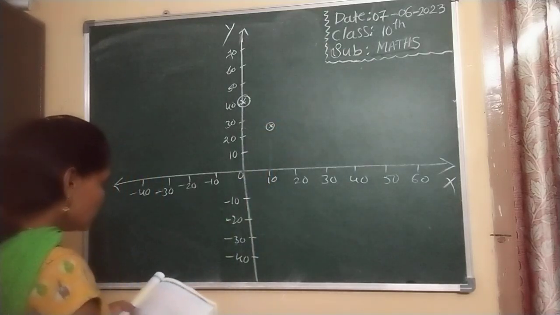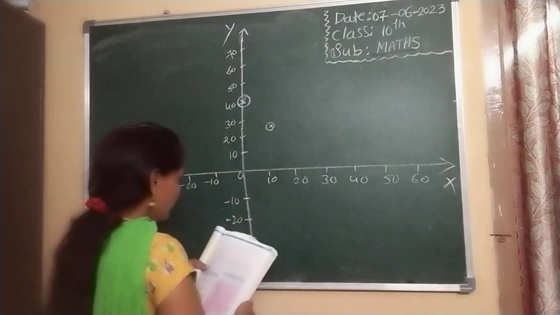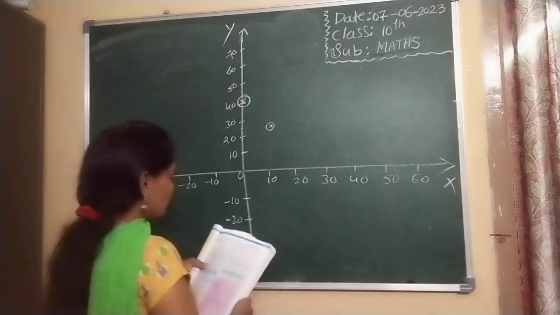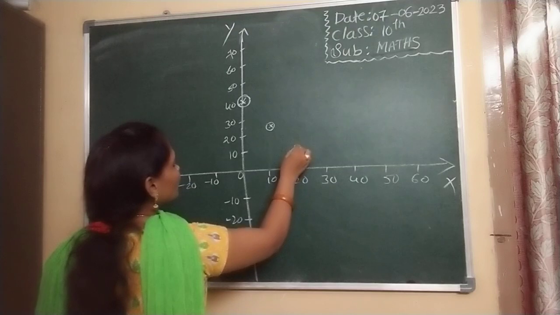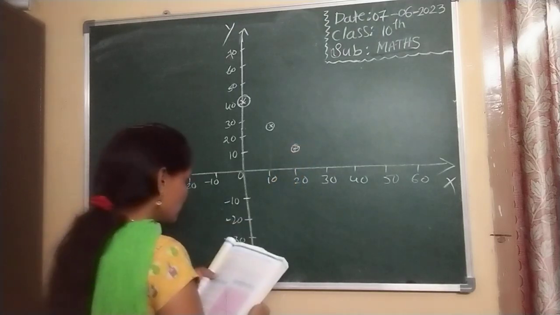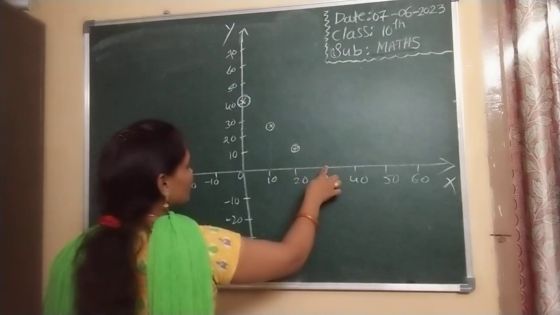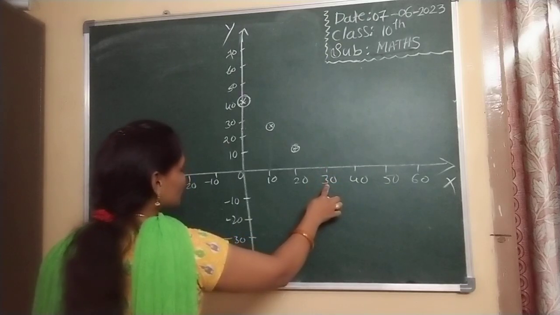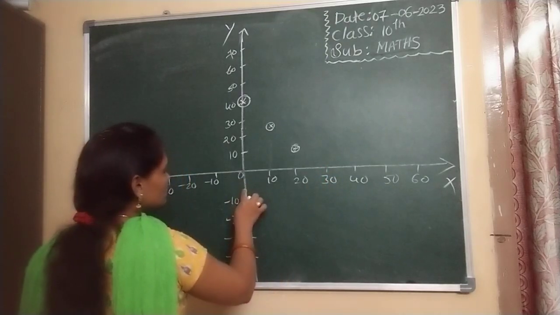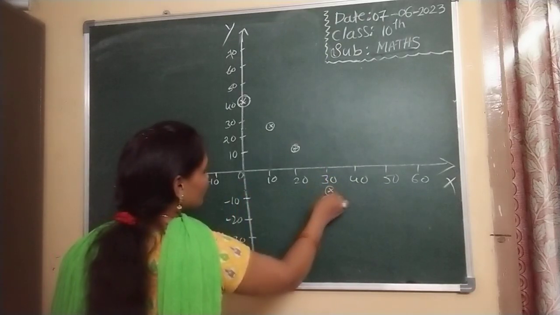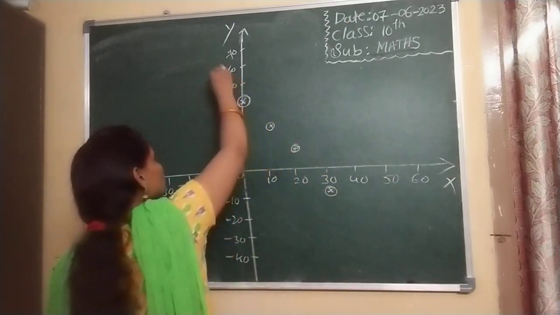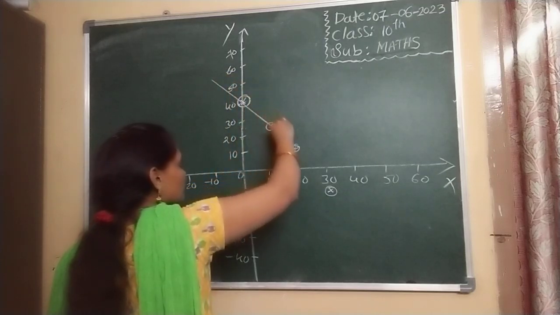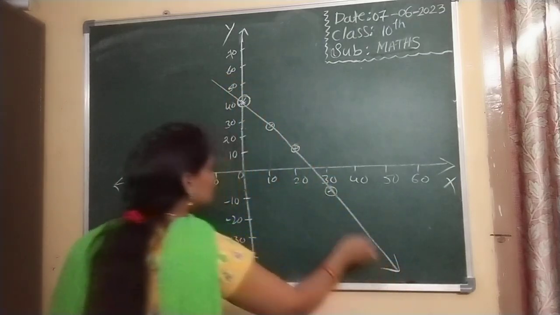Okay. Next, 10 comma 25 completed. 20 comma 10. Here it will be. Next 30 comma minus 5. Minus 5 means between 0 and minus 10, minus 5 it will be. So here. Okay. This is one linear equation, the first linear equation. Okay, like this it will be.